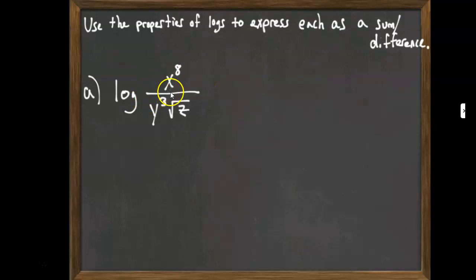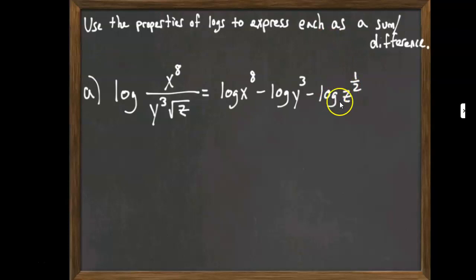And so when you have more than two things involved here, as we have three variables here, anything that goes in the numerator will get a plus sign with it. Anything in the bottom will get a minus sign. So this is going to become log of x to the 8th. And then the y to the 3rd is in the bottom, so it'll be minus log of y to the 3rd. And since the square root of z is in the bottom, that'll also get a minus sign. And we'll have minus log of z to the 1/2.